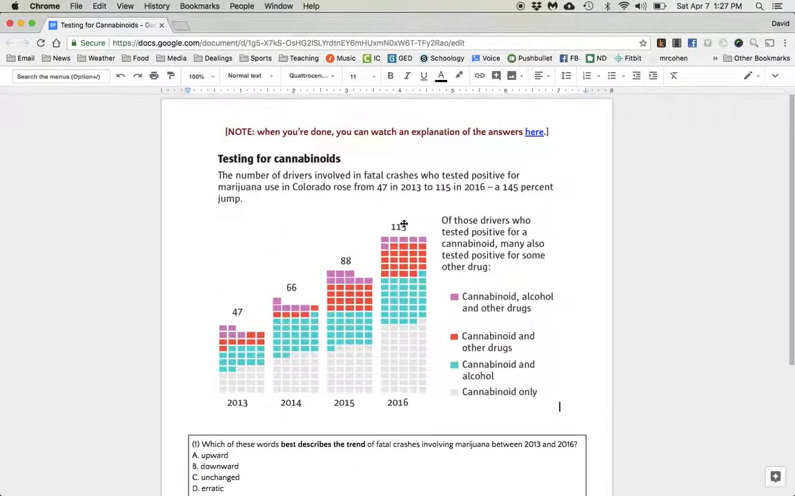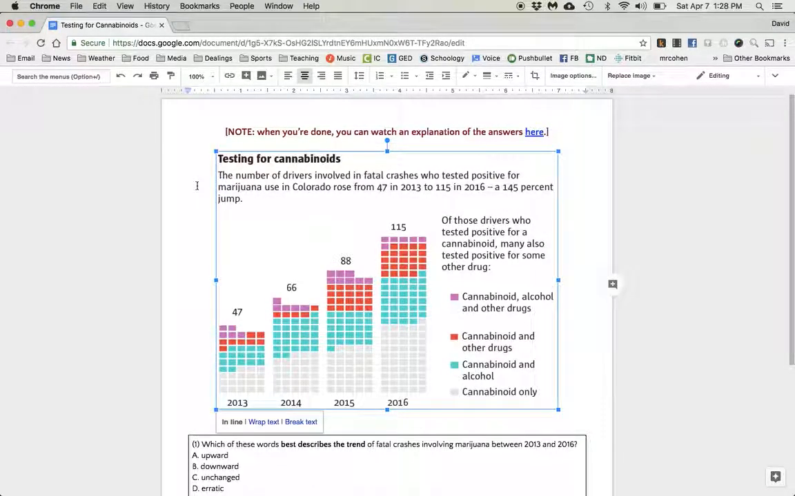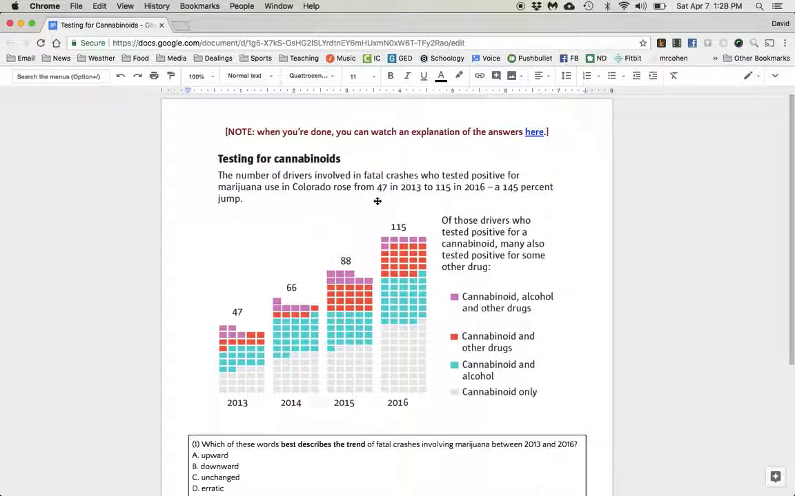What's the main idea? For a main idea of a graph, I always look for the title or explanation. And testing for cannabinoids, that title doesn't tell me the main idea, just that they tested. But this little blurb below it, the number of drivers involved in fatal crashes who tested positive for marijuana use in Colorado rose 145%. So more people are dying since marijuana has been legalized in Colorado. More people are dying in car crashes with marijuana in their system than they used to. That's the main idea.